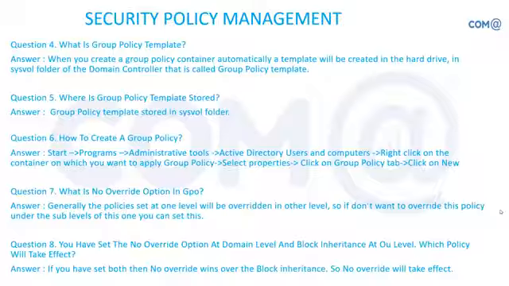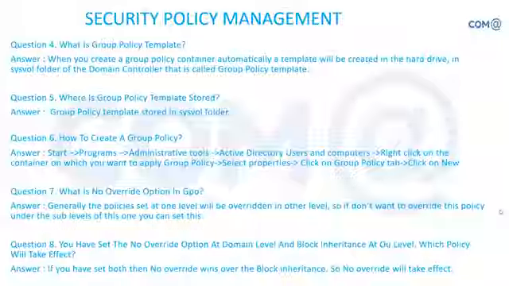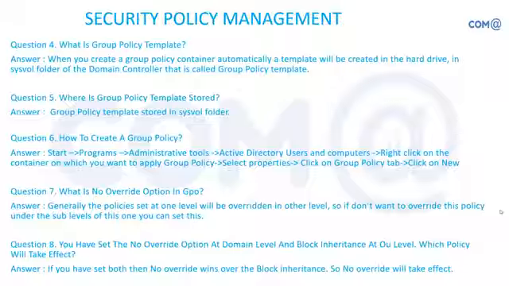Another question: you have set the no override option at domain level and block inheritance at OU level. Domain is different, OU is different, right? Under the domain only the OU is coming. Domain is the bigger entity, OU is the smaller entity. Which policy will take effect? If you set no override and block inheritance, no override always takes the precedence, because block inheritance will be taken later.